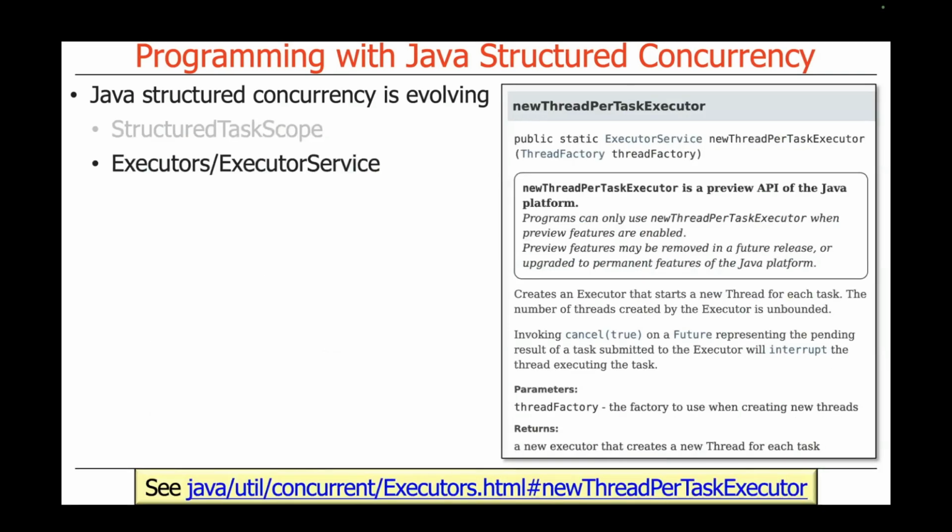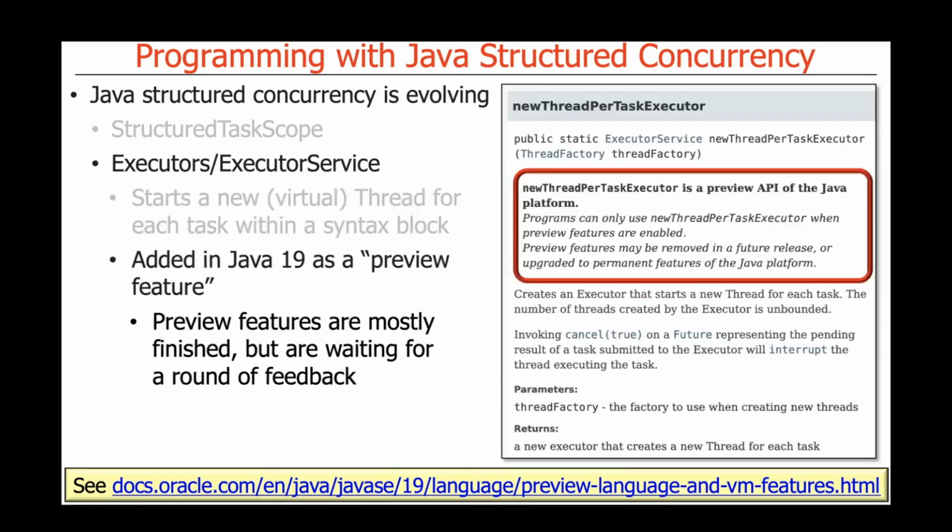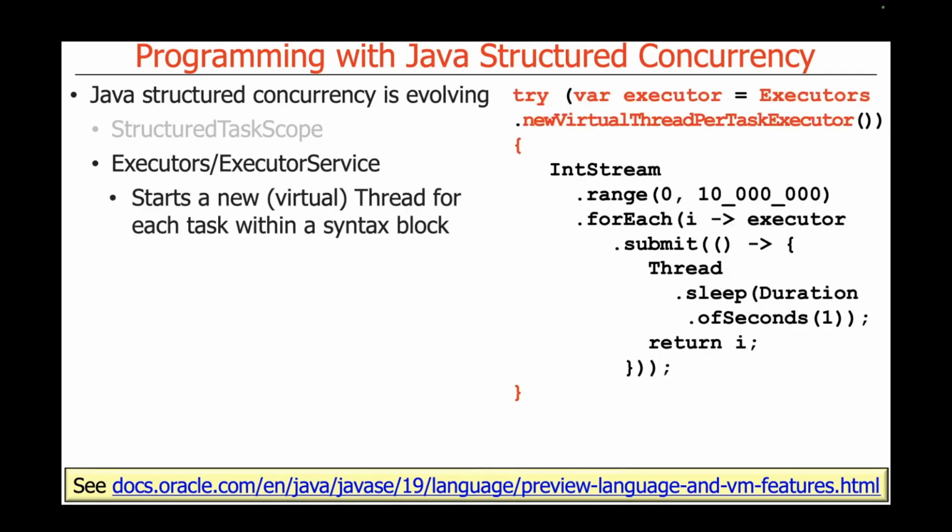There's also another mechanism that's been around for a little while called the new ThreadPerTaskExecutor, or new virtual ThreadPerTaskExecutor. And this has been added to the Java executors framework. What it does is it uses executor mechanisms, which have been around for a long time, since Java 5 in fact, but now they've been upgraded to start new virtual threads for each task within a syntax block. So we'll cover this example again shortly, but you can see that you can create a new executor, and then within the executor, you can spawn or submit different tasks to run within either a thread or a virtual thread. And that's also quite interesting.